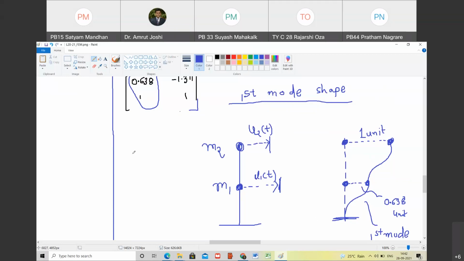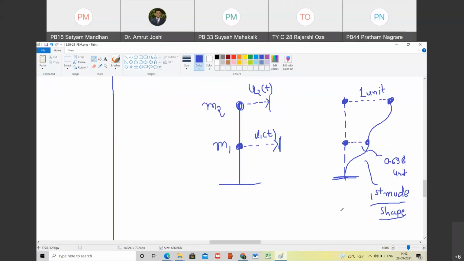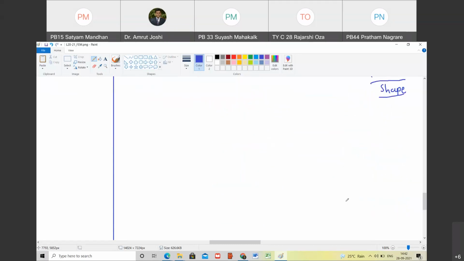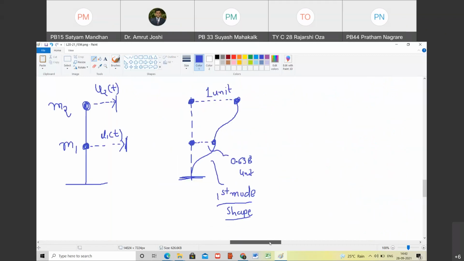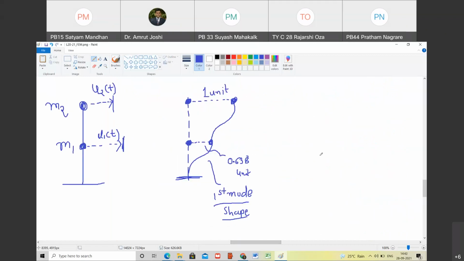So how many points are there on this body? Only two, because we are bothered only about u1 of t and u2 of t. So ये दो point अगर आप consider करोगे तो in first mode shape they will vibrate about the mean position with the same frequency which is equal to the first mode frequency. Are you with me? Yes, sir. So similarly, can I plot the second mode shape? चलो second mode shape plot करूँ. कैसे plot होगा? So let me plot it in red. Are you with me? Yes, sir.